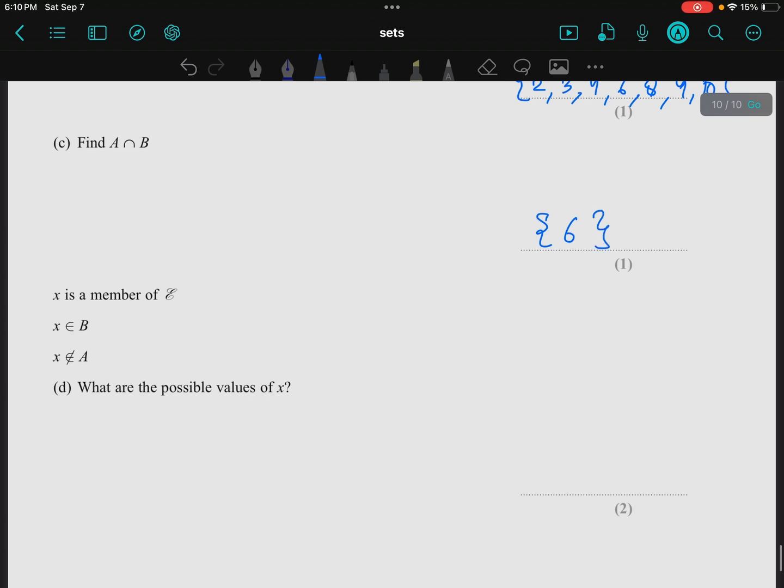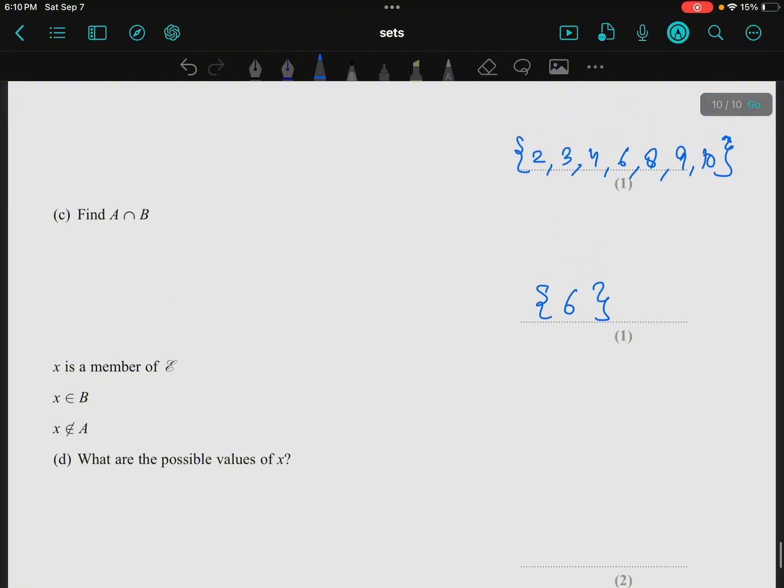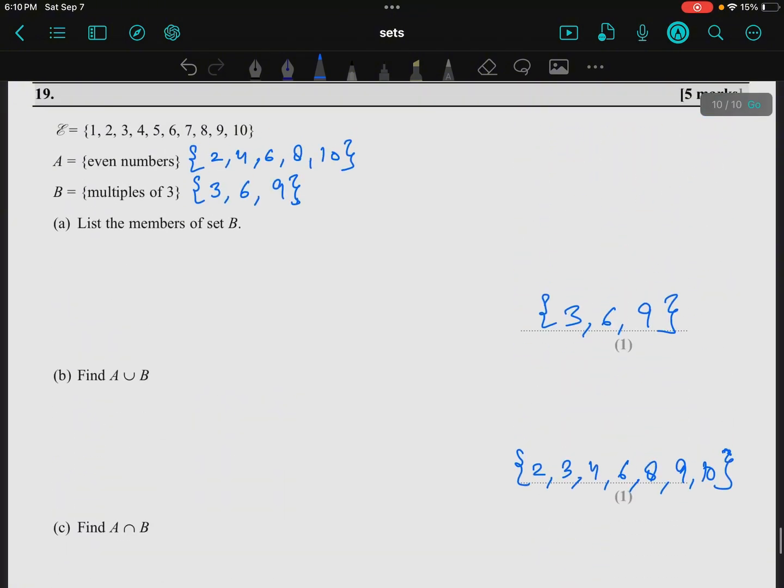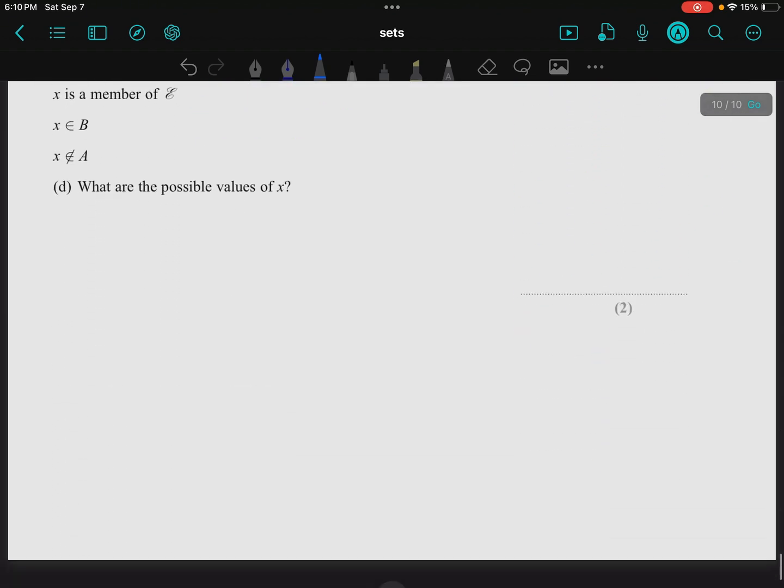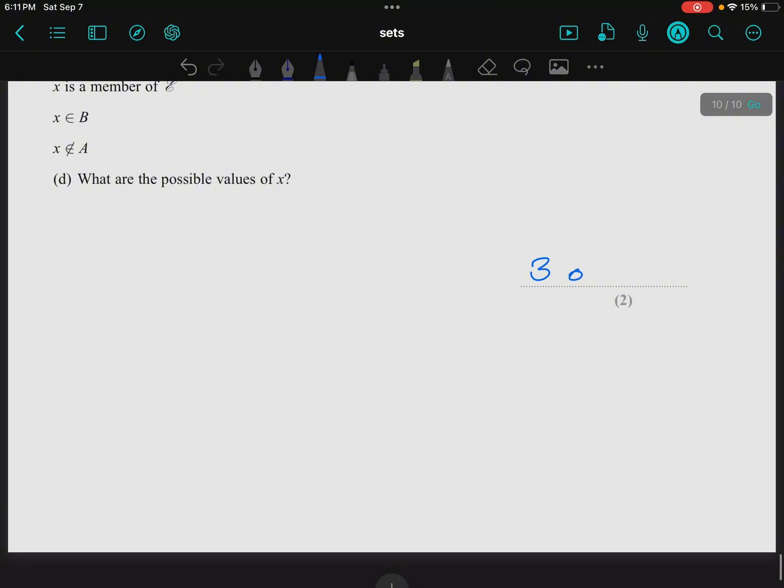So we will write 6 here. X is a member of the universal set. X belongs to B, but X does not belong to A. What are the possible values of X? Not belonging to A means it cannot be an even number, so you can write any odd number which is also in the universal set, which is 3 or 9.